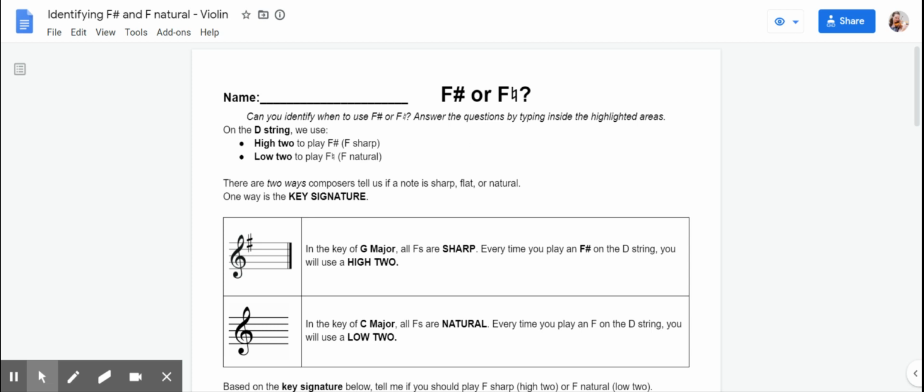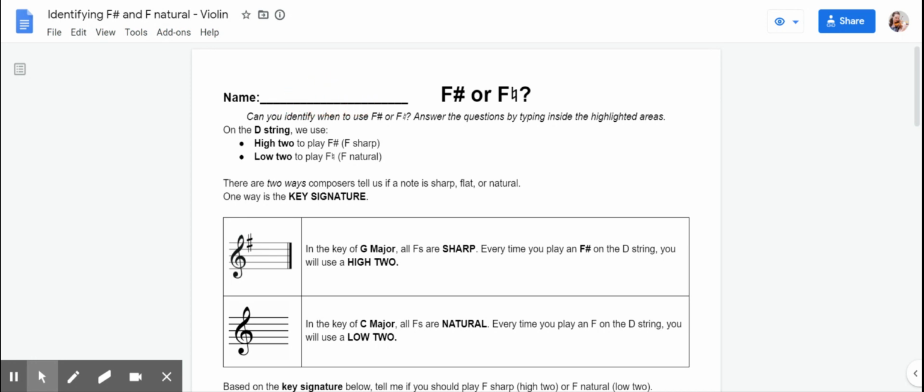Hi, Violins. Today we're going to talk about this worksheet that you have about how to decide if you're going to use high two or low two. So the first thing to do, just for me, so that it makes it a little quicker for me to check them over with you, is to put your name.